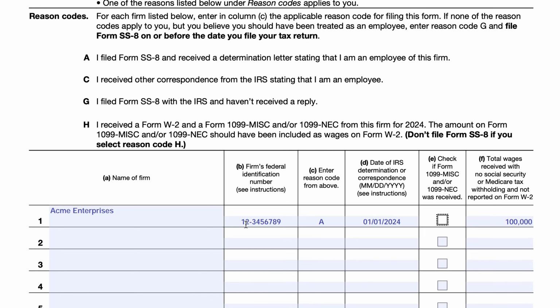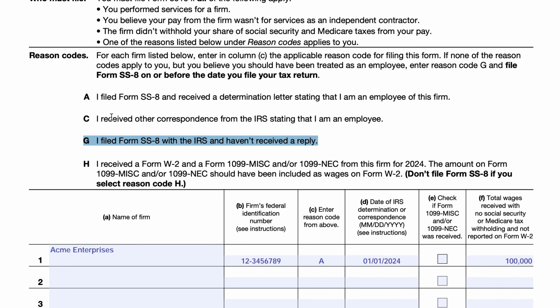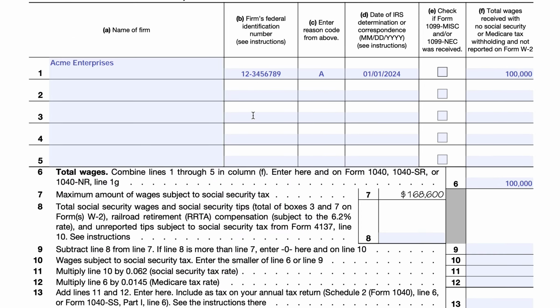Oh, sorry. One last thing before we move forward. So if none of these reason codes apply to you, but you think you should have been treated as an employee, then you can select reason code G, file the Form SS-8 separately, and then just say that you haven't received a reply yet. That's literally written in the instructions right here. That's completely legitimate. So let's talk about the total amount of Social Security wages and tips.